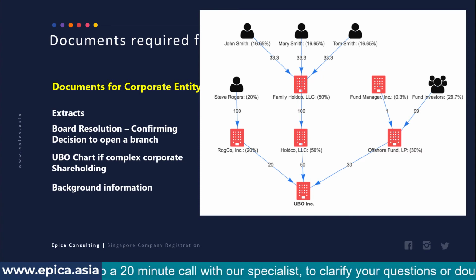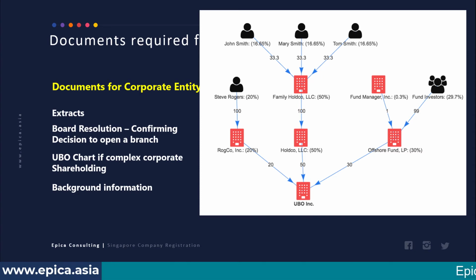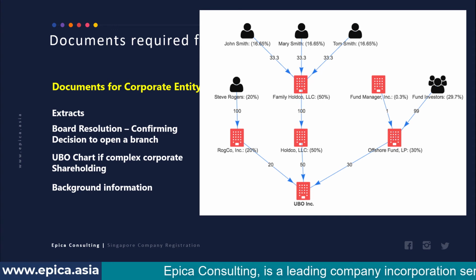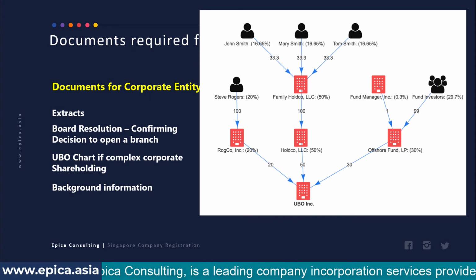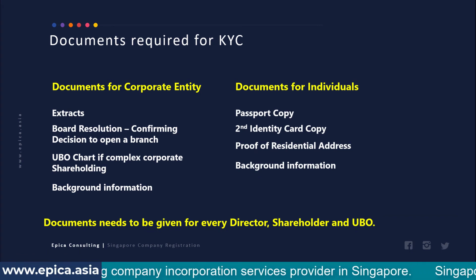Now once we have identified the UBOs and the directors, from extracts we will know who are the directors of your corporate entity, the parent entity, and from the UBO chart we will know who are the owners of the company. Then for all those directors and shareholders or UBOs, what we require are the identification documents.